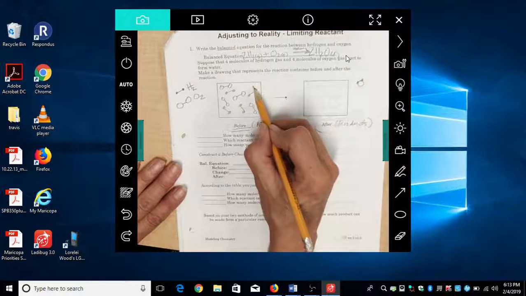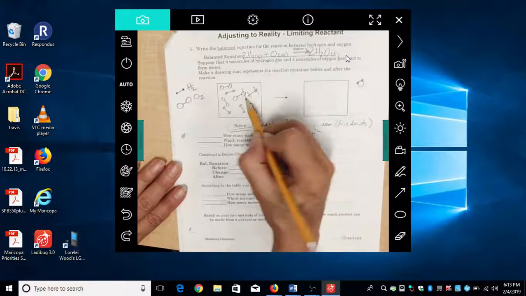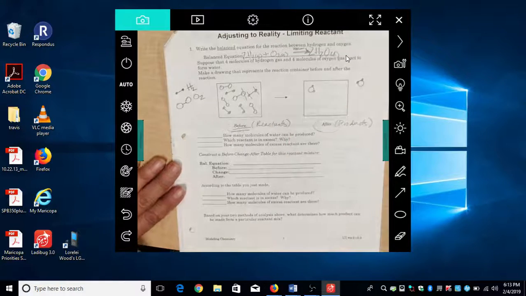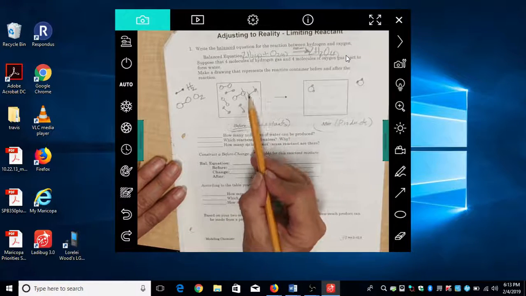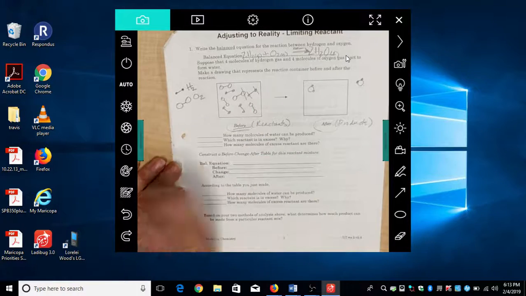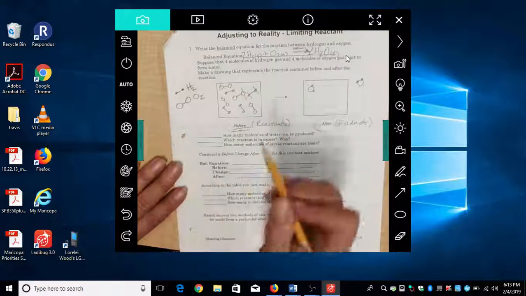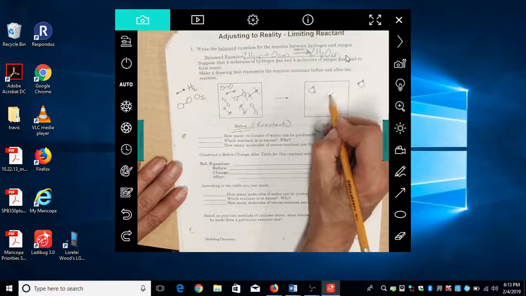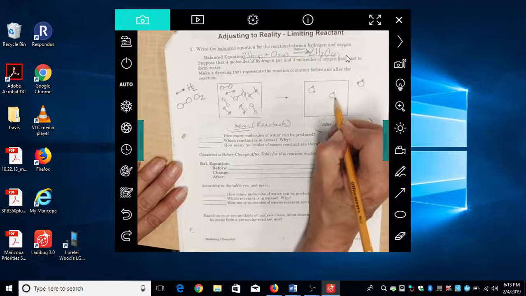So I got to use 1 hydrogen, another hydrogen, and an oxygen, and I'm going to move them over into my product box. So now I've made 1 water. See, I crossed out 2 hydrogen atoms, 1 oxygen atom, and I moved them over here to my product box. Going to do the same thing. 2 more hydrogen atoms, another oxygen atom. I make another water molecule.